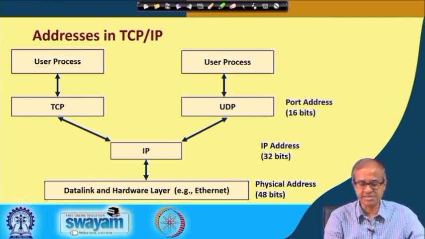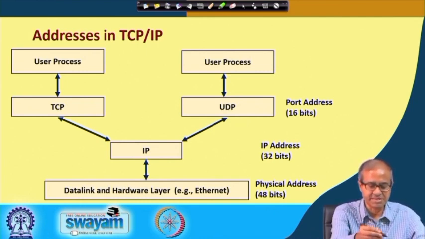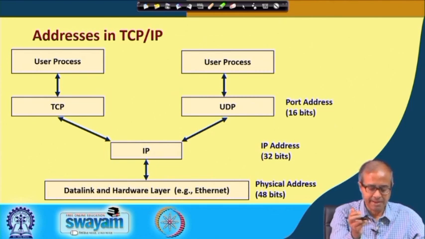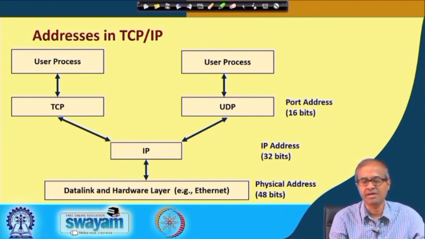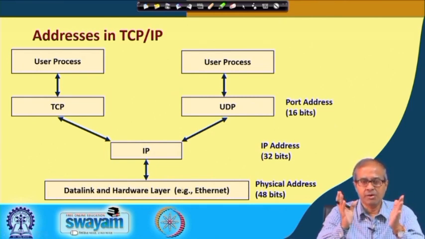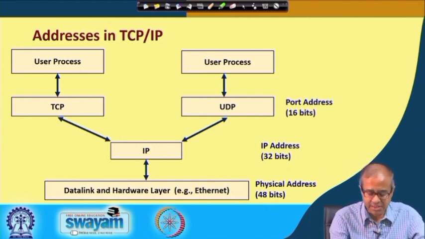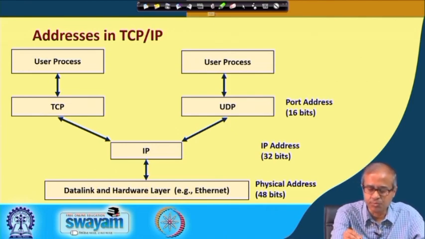Now, the point to note is that in this simplified TCP/IP model with three layers, there are several addresses which come into play. At the lowest layer, the hardware layer, most commonly we see something called Ethernet networks, which is there at the physical layer level in our local area networks. This is the most common kind of network we encounter. It is called Ethernet.